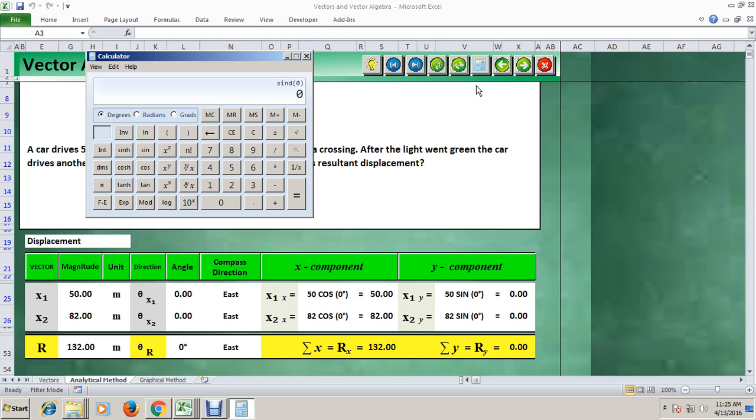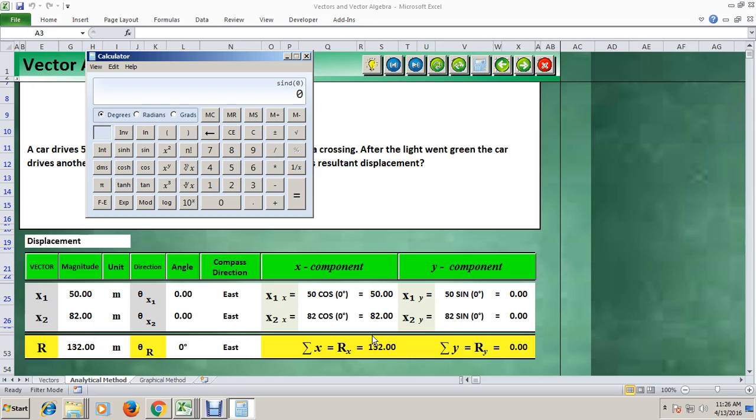So as you can see in this illustration, sine of 0, where 0 is expressed in degrees, gives you 0. Again, for the second vector, cosine 0 is 1, times 82 gives you 82. Sine 0 is 0, multiply that with 82 gives you 0. Now adding the components, x with x, y with y, you have 82 plus 50, which is 132. And the y component is 0.